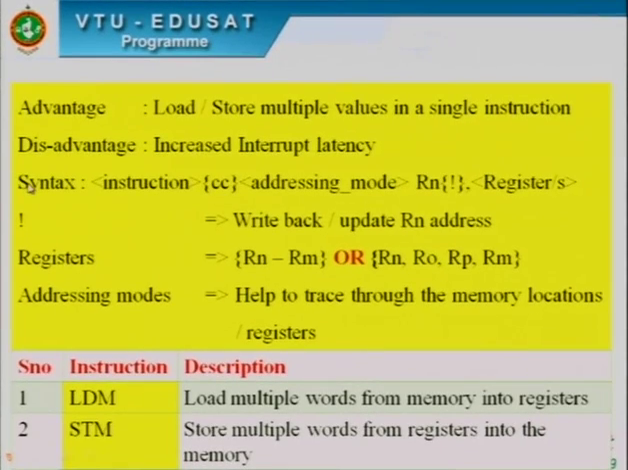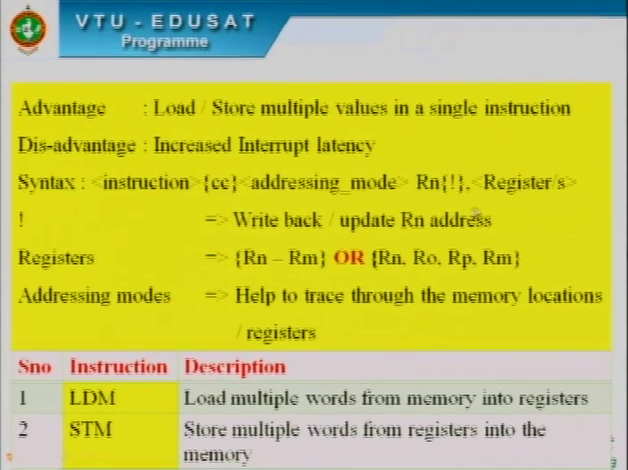Now the syntax for this is instruction, CC, that is condition, addressing modes. These instructions also have particular addressing modes of their own. We will see that. Then Rn followed by an exclamation mark, and registers, the series of registers that we need to mention. In this, all of you know what conditional execution is.